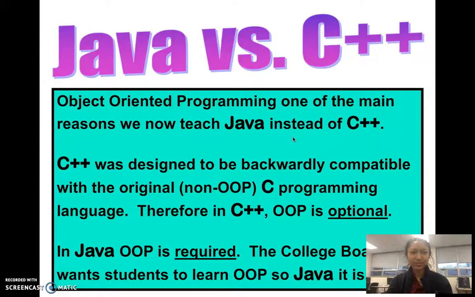This is again about object-oriented programming. It was one of the main reasons we now teach Java instead of C++. C++ was designed to be backwardly compatible with the original non-object-oriented C programming. Therefore, C++ is not fundamentally an object-oriented programming language, but it could be used. But Java is an object-oriented programming language.